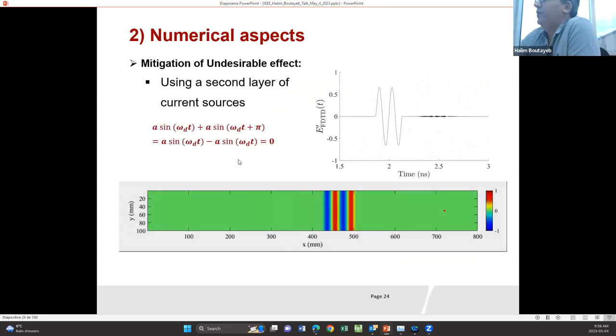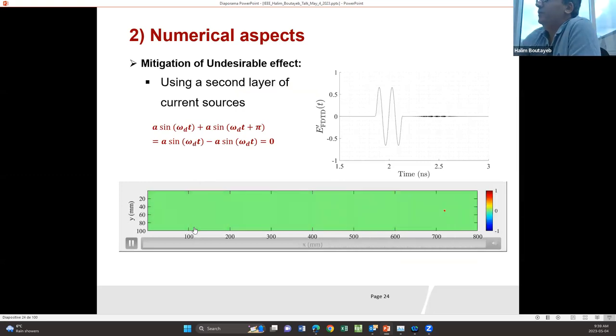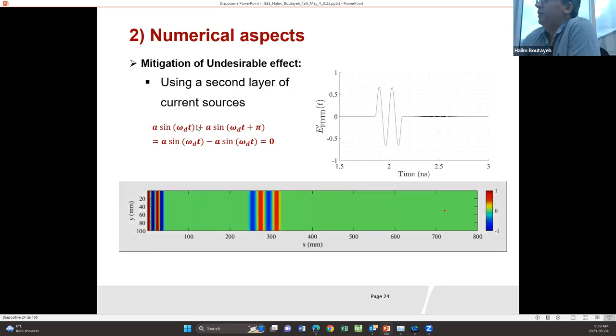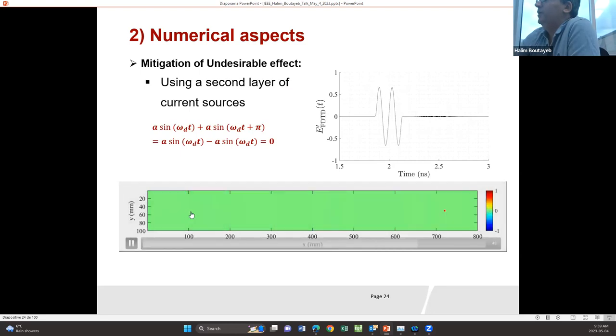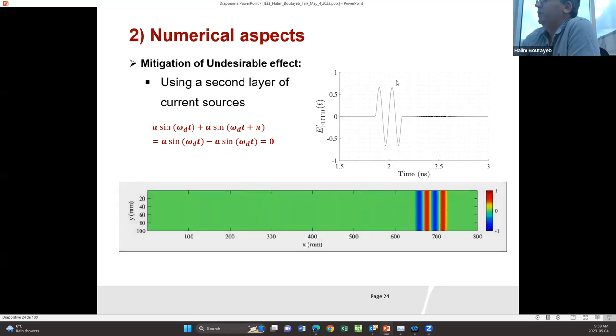We find that if we use two plane wave sources now moving in the same direction, based on that equation here, we can cancel or greatly reduce the undesirable effect that we have seen before. So now we see only the Doppler effect, the higher frequency and the lower frequency. This is the observation point, where we measure the signal that we see.